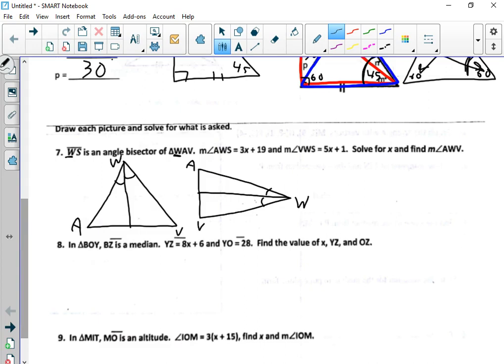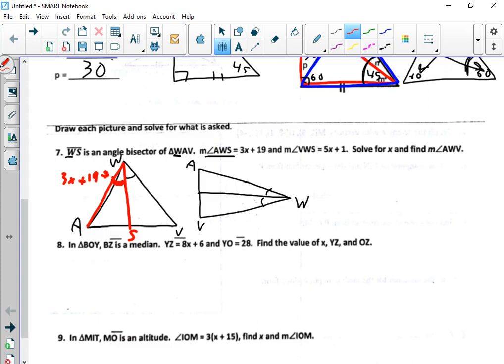Now, here's where some of you are still struggling. Naming triangles or angles. AWS. You start at A. Sorry, I forgot to put in S. There's S. So you start at A, you go to W, you go to S. That's this angle right here. It says AWS is 3x plus 19. That's this angle right there.